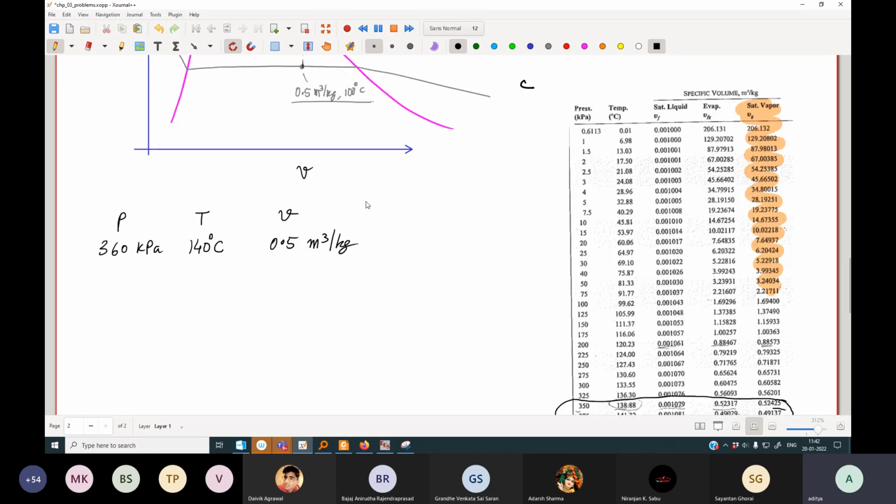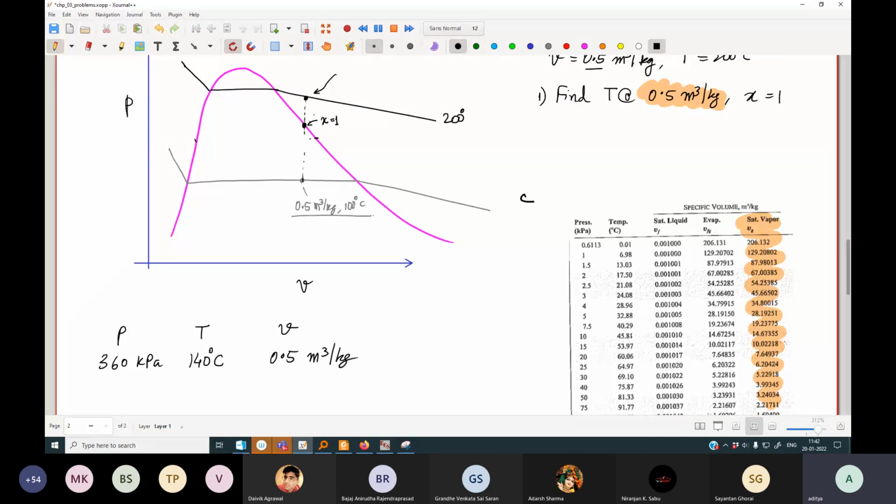All right. Very good. So what have we determined? That this particular point is at 140 degrees Celsius. You started off with 100 degrees Celsius. This is 140 degrees Celsius. And the corresponding pressure, this horizontal line, this corresponding pressure is 360 kilopascal.